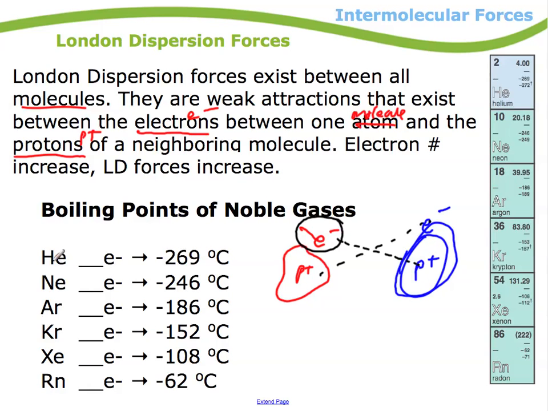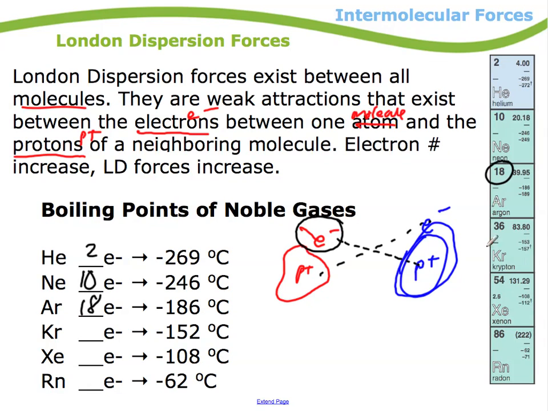Right here are the noble gases, helium, neon, etc. Helium, according to the periodic table, has 2 electrons. And notice its boiling point, negative 269. So really, really cold. Now, a little bit warmer is neon, and how many? It's got 10 electrons. Argon has got 18.